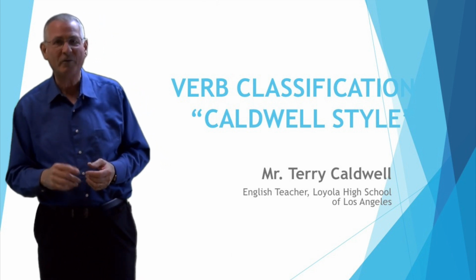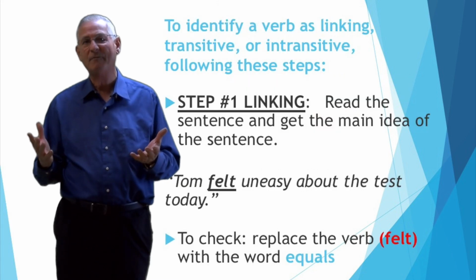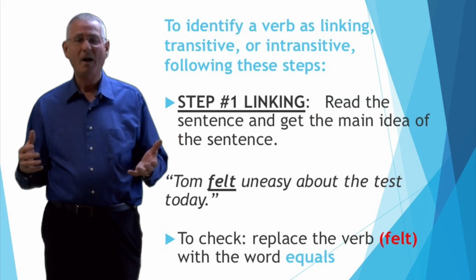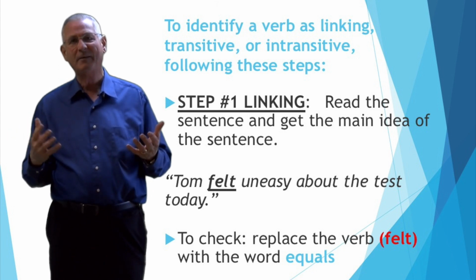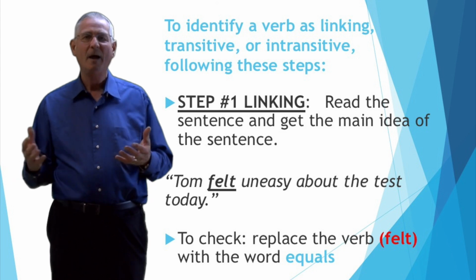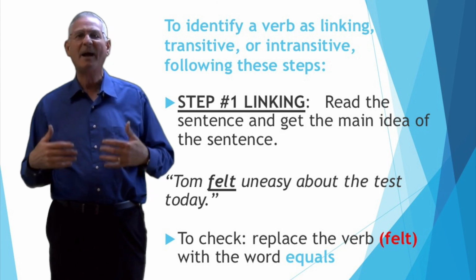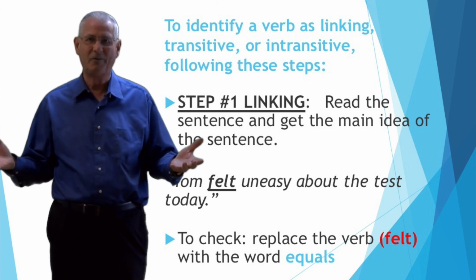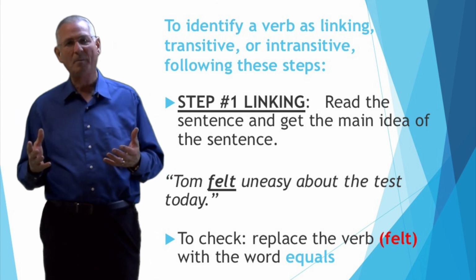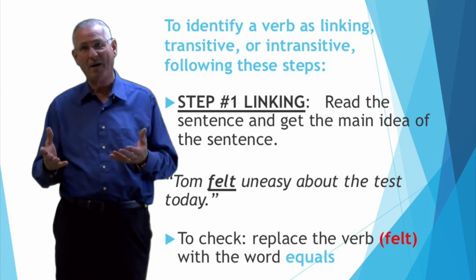So let's start with step one. In order to classify a verb, you have to read the sentence and get the idea of a sentence. For example, when I have a sentence like, "Tom felt uneasy about the test today," you have to kind of get the idea that Tom is uneasy about the test. And once you get that, you identify the subject and the verb. In this case, Tom felt.